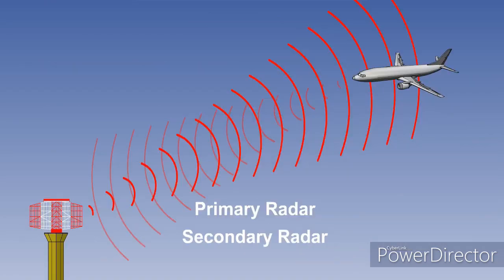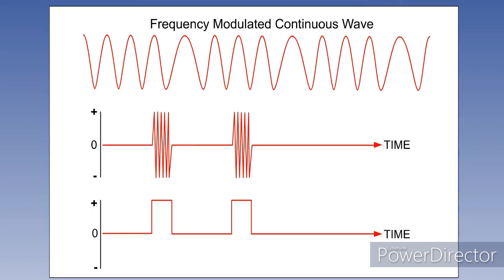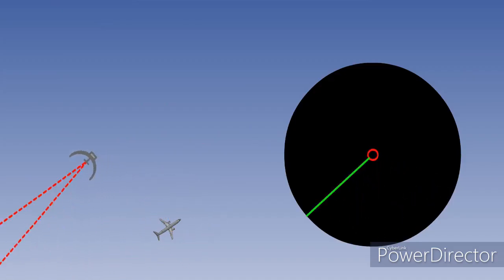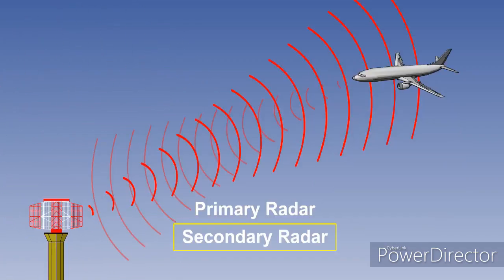Let's summarize this lesson. We started by distinguishing between primary and secondary radars. Primary radars may be pulsed or continuous wave. They measure range by the echo principle and bearing by the searchlight principle. Secondary radars require the cooperation of the target. They are based on a transponder response. However, they also measure range by the echo principle and bearing by the searchlight principle.